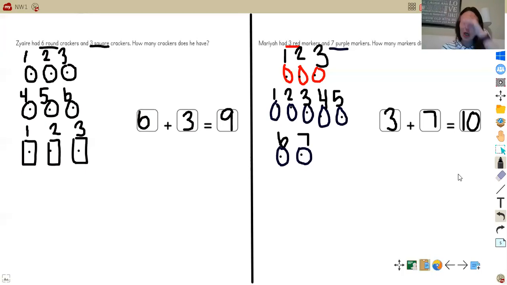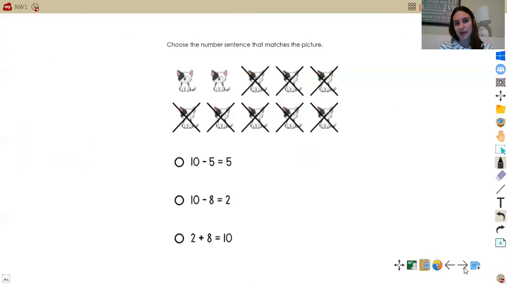So now it's time for you guys to do your exit ticket. Again, go ahead and hit pause after reading the exit ticket and come back and we'll work it together. So the exit ticket reads, choose the number sentence that matches the picture. So right now, go ahead and solve on your own and then come back when you are ready to check your answer.